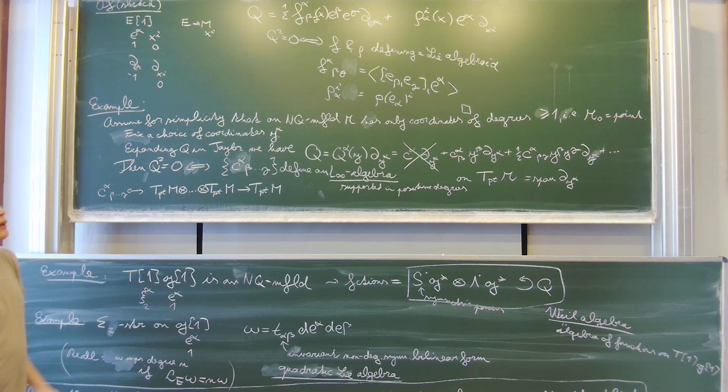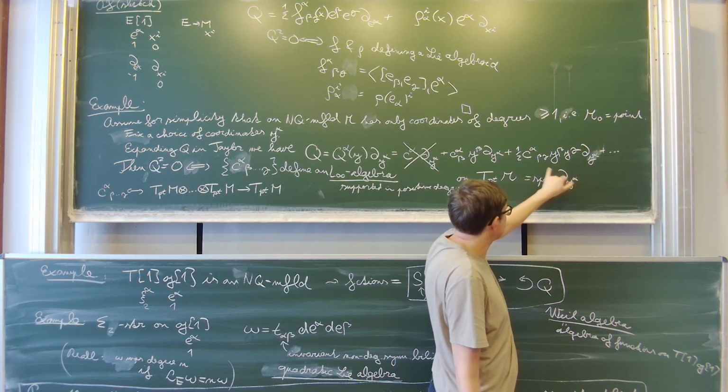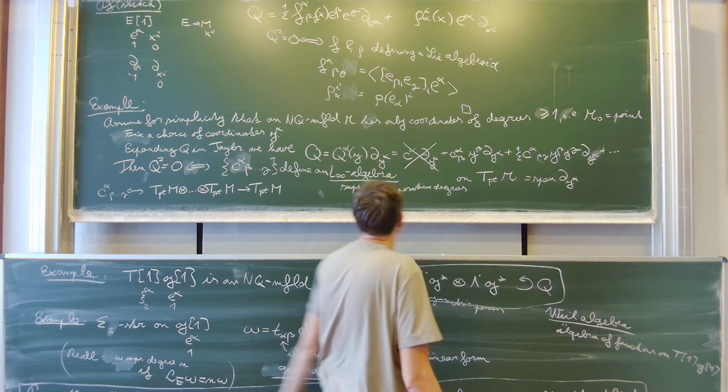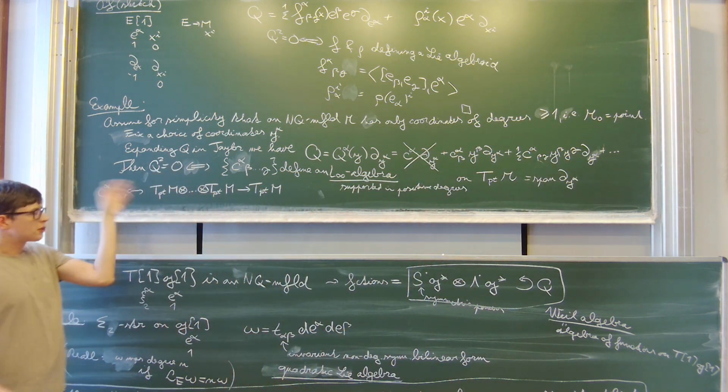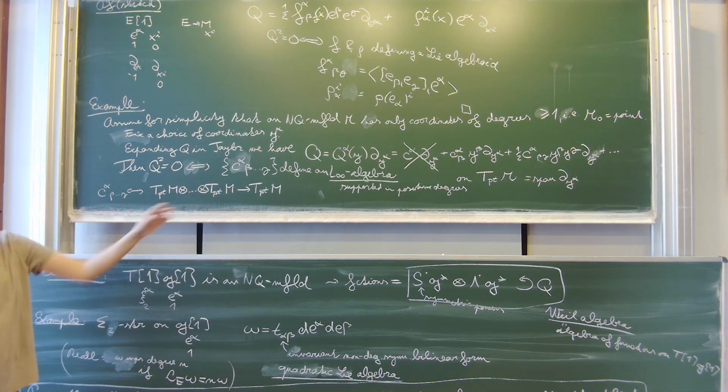Just by looking at the structure here, noting that these things commute or anti-commute depending on the degrees, you get some condition on commutativity. And q squared to 0 imposes a bunch of constraints, which precisely corresponds to an L infinity algebra structure on the tangent space.